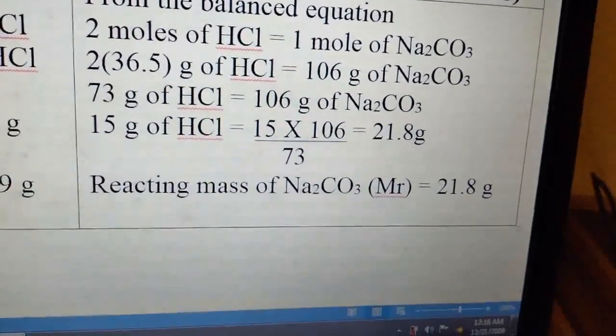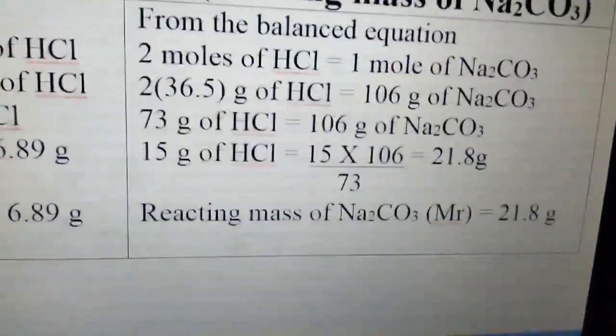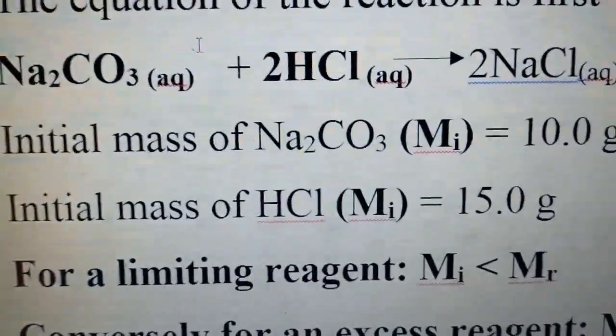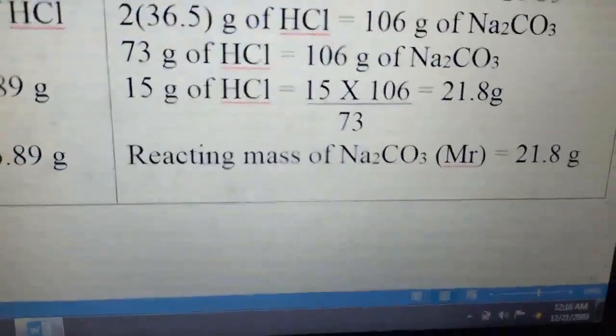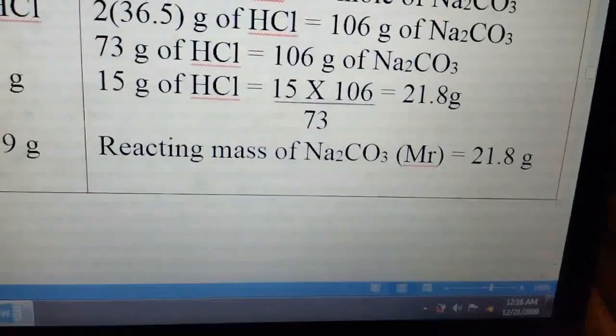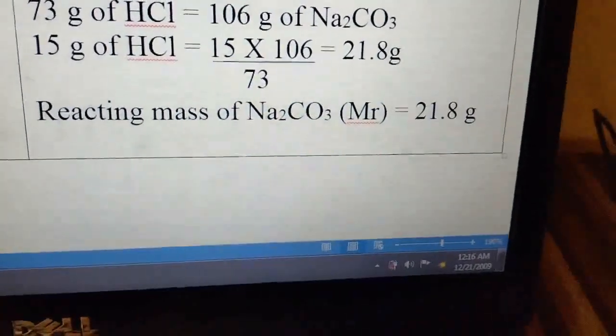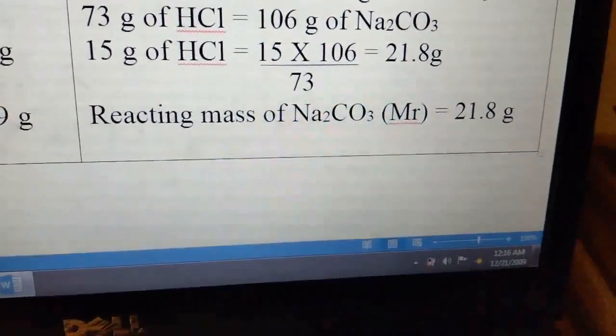Therefore, 15 grams of HCl, since we're working with HCl now, is nothing but the initial mass of HCl given to us in the equation. You can see it there, 15 grams of HCl. So what will 15 grams of HCl react with? It will react with 15 times 106 by proportion over 73. That gives us 21.8 grams of sodium carbonate. So this is the mass of sodium carbonate expected to react.